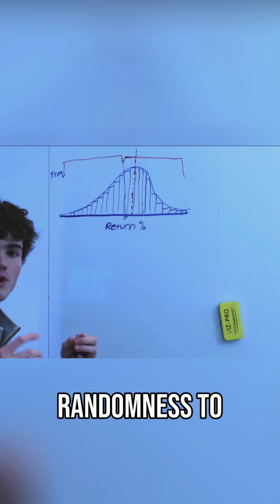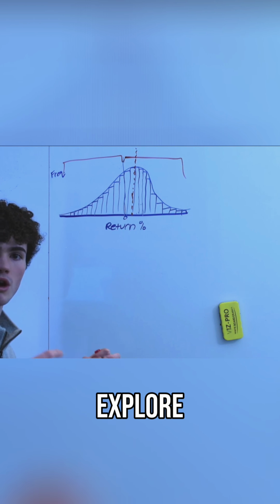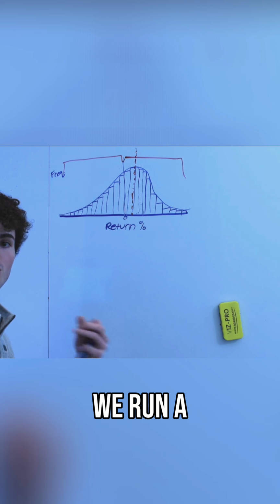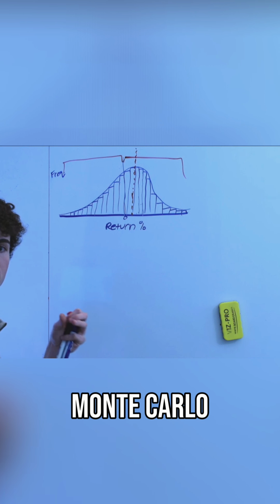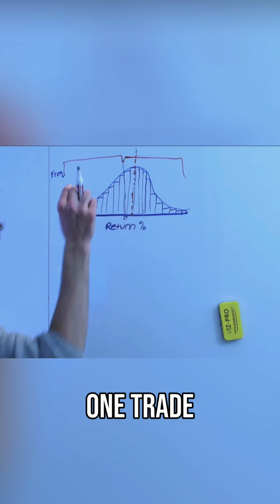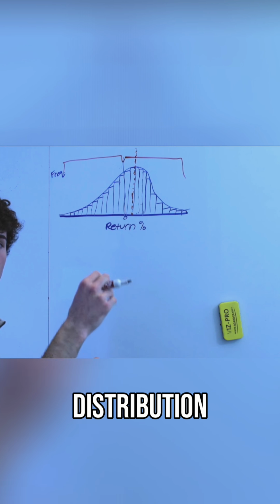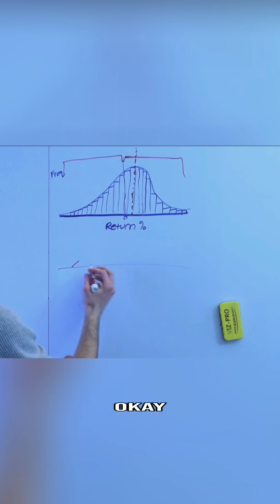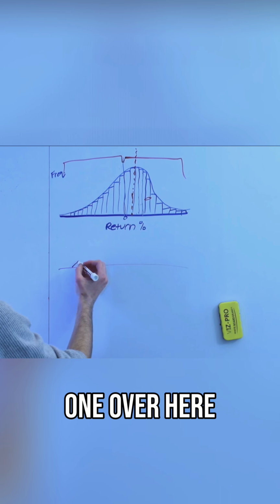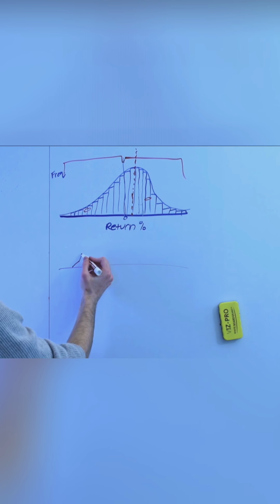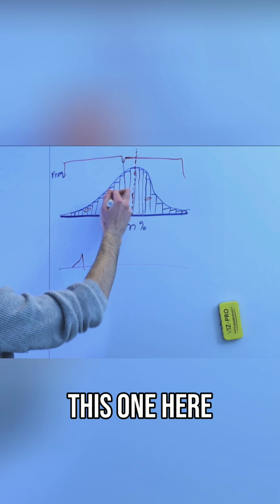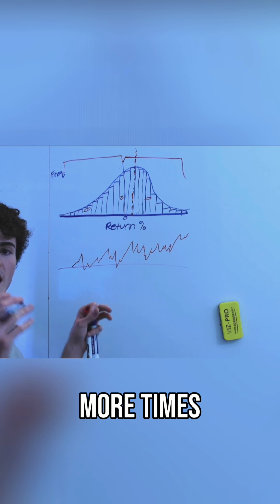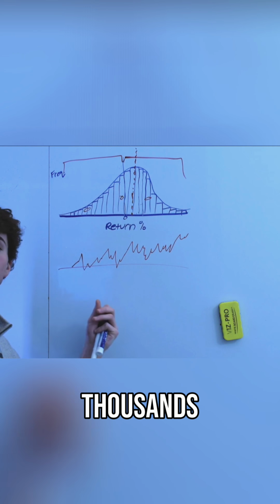That's how we introduce randomness to the ordering of trades and explore other outcomes and define these probabilities of more complicated scenarios. We run a simulation where we construct these Monte Carlo equity paths by plucking one trade randomly out of this distribution with replacement and adding its return here to the equity path, okay? And then we select another one. Maybe we got this one over here. Boom, maybe we got this one here. Boom, this one here. And then we've constructed one alternative equity path here. And then we do it thousands more times, tens of thousands, hundreds of thousands, millions more times.